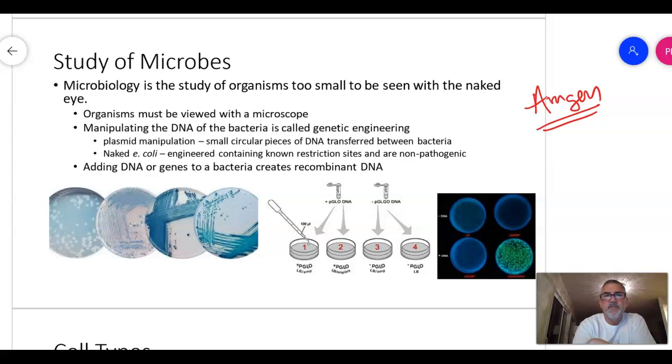So microbiology is the study of things too small to be seen. Like I said, organisms would have to be viewed with a microscope. So a couple things we'll get out of the way. Manipulating a bacteria is called genetic engineering. So we'll start with the simple stuff first. Remember we said that through plasmid manipulation, we can transfer genes.